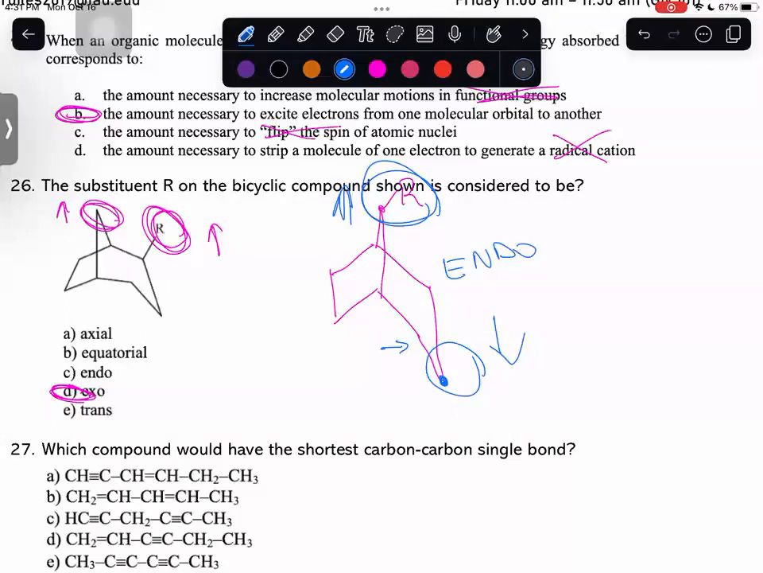If both are pointing up, it's cis, therefore it's exo. Okay, let's remember the relationships. Endo is my major product because it is less sterically hindered overall. We know that's the case because our reference groups are trans to each other. Exo is the complete opposite. That's our minor product. That one is going to have a cis relationship. We have more steric hindrance overall. Questions on endo and exo? Exo is cis, yes.